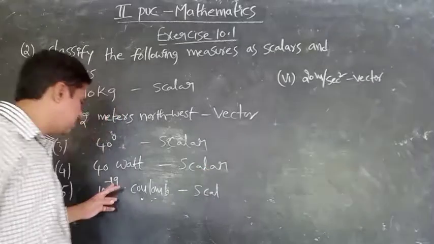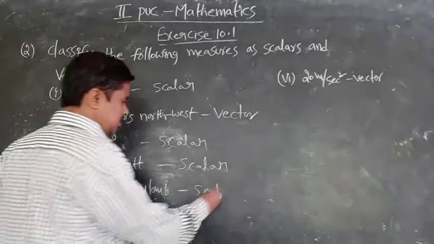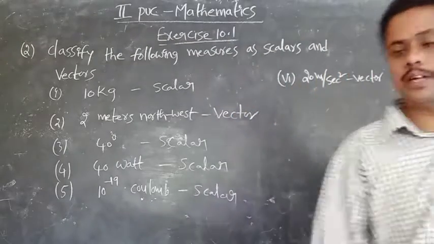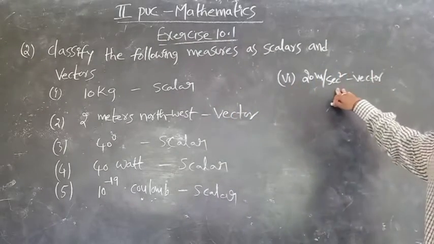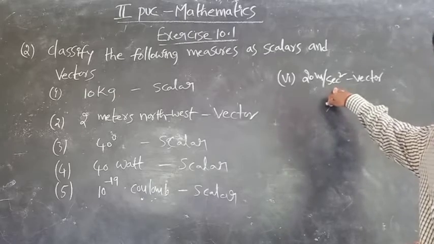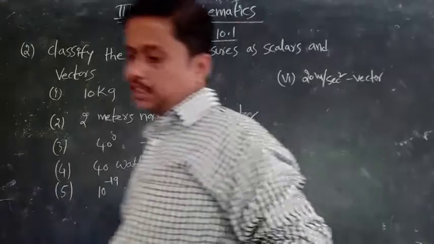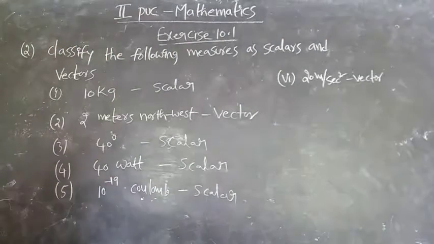Coulombs, 10 to the power of minus 19 coulombs, so this is also scalar. Okay, so 20 meter per second square, okay, it is a vector. So acceleration of meter per second square, therefore acceleration is also a vector. Okay, so vector.